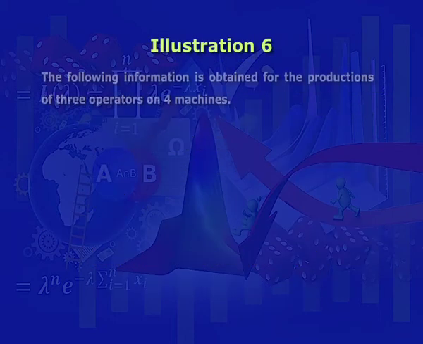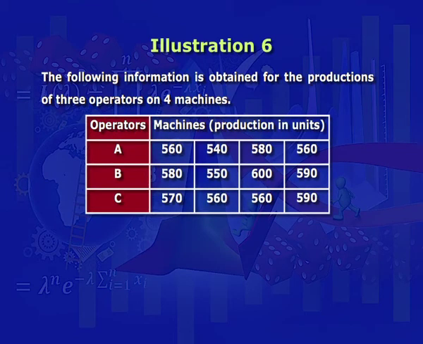Let us see illustration 6. The following information is obtained for the productions of 3 operators on 4 machines. We have given 3 operators A, B, C and 4 machines. The corresponding production in units is given in the table. For operator A, for machine 1, production is 560, next machine 540, 580 and 560. Similarly, the production on machines for operators B and C are given in the table.